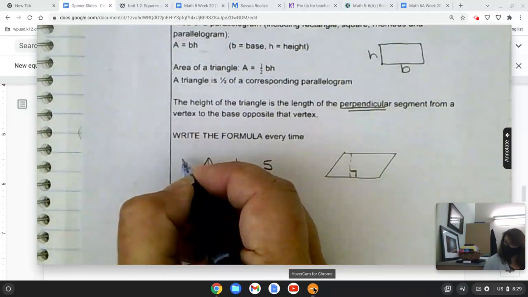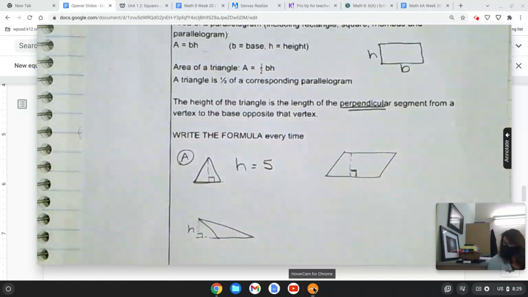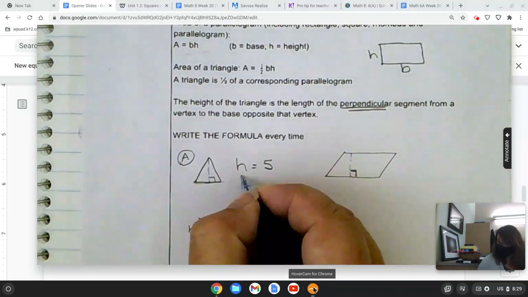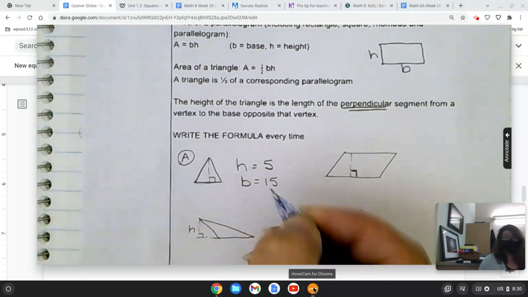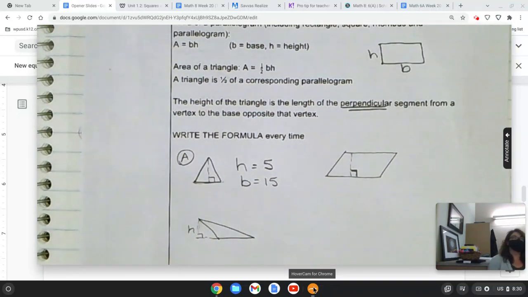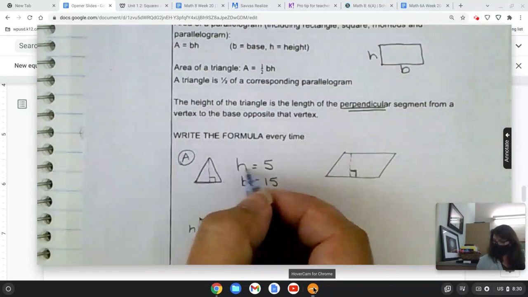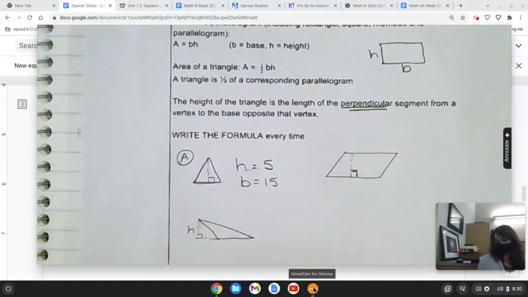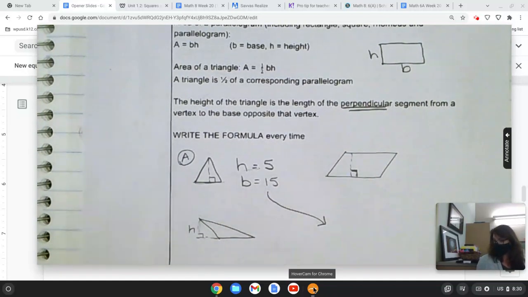Now, we're just going to do this guy right here, A. Who wants to give it a base measurement? Yeah, 15, okay. We're going to say that Mrs. Atkinson does not draw to scale, because she does not. Okay, so if the height is 5 and the base is 15, what's my formula for triangles? Jacob?